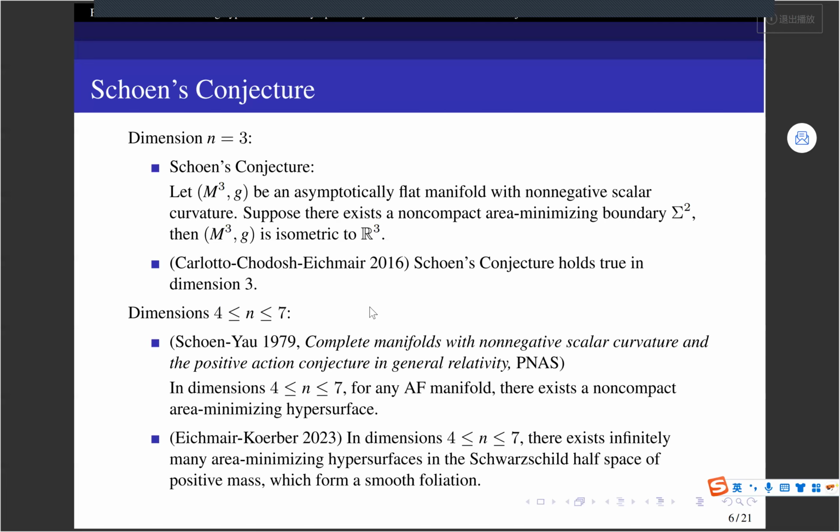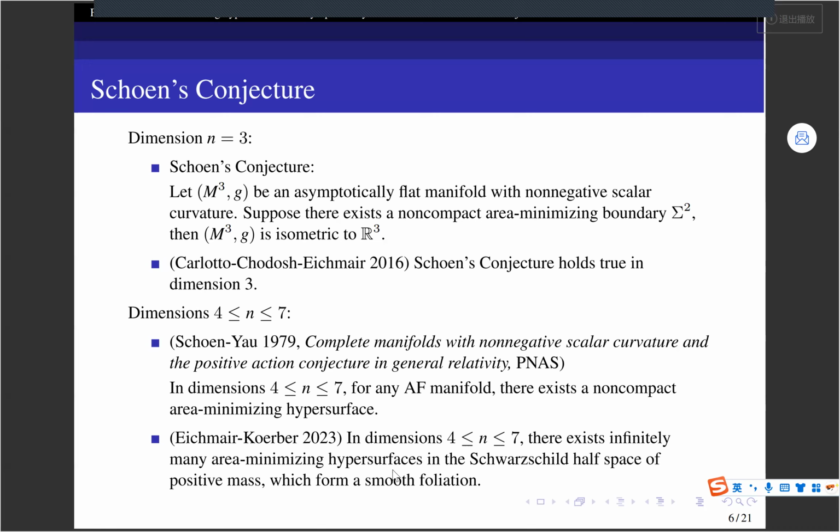However, in general, this may be false due to a very early observation by Schoen and Yau in their article on positive mass. They observed that in dimension n between 4 and 7, for any AF manifold, there always exists a non-compact area minimizing hypersurface. So this means in higher dimensions, you cannot expect such strong rigidity, since you can construct an area minimizing hypersurface in an arbitrary ambient space. A similar phenomenon has also been observed by Eichmair and Kober.